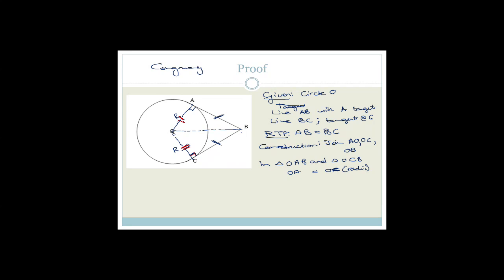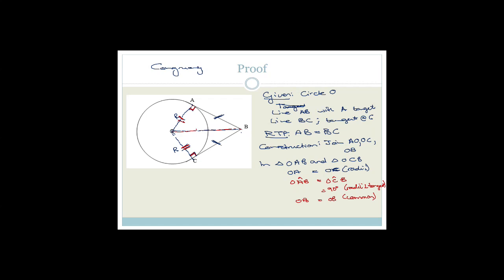Do you agree that angle C equals angle A because of the fact that the radius and the tangent are always 90 degrees to each other? So we can say that angle OAB is equal to angle OCB, which is 90 degrees. And you could say, well, that's pretty obvious because its radius is perpendicular to the tangent. Okay, and then do you agree we've got OB is common? OB is equal to OB because it's common.